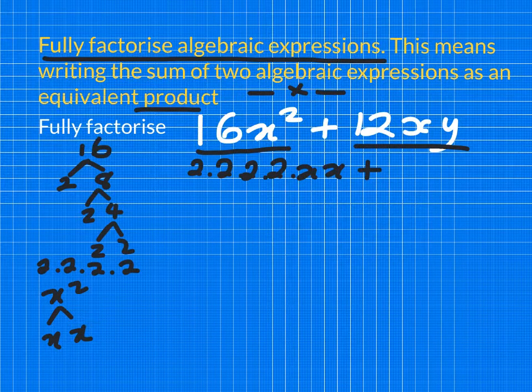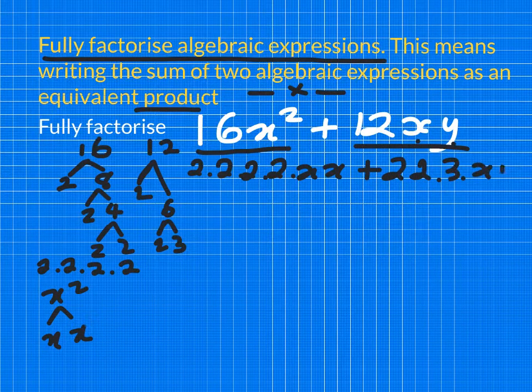And then we're going to work out 12. 12 is 2 times 6, which is 2 times 3. And x and the y are already simplified as far as possible. So 12xy is 2 times 2 times 3 times x times y. Okay, then we're going to draw our Venn diagram and see what's going on.